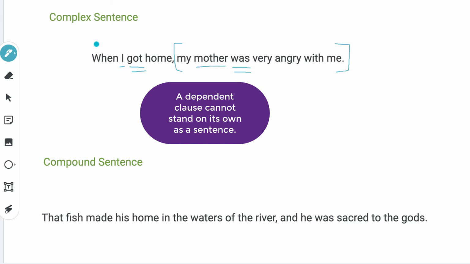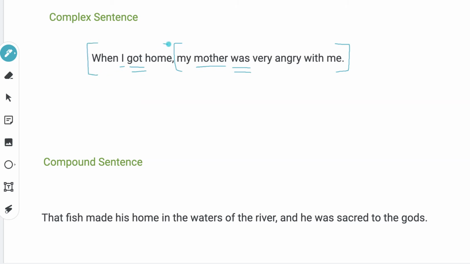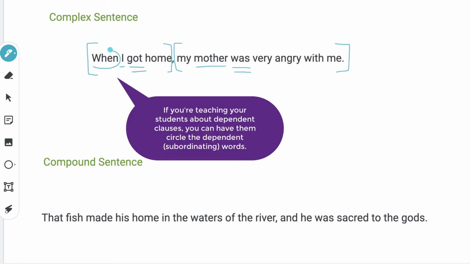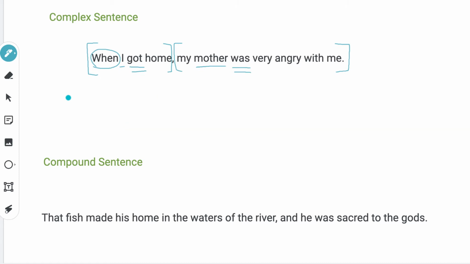But because it has a subject and a verb, it is a clause, and so we're going to mark it off with brackets. If we want to, we can circle this dependent word, when, which is also called a subordinating conjunction, to indicate that this word is the reason that this clause is dependent. I find that this form of sentence diagramming helps me to explain other language conventions such as punctuation concepts.